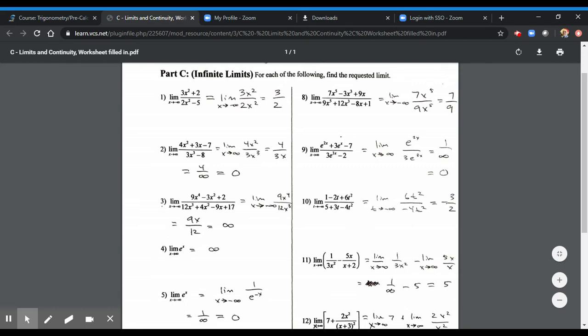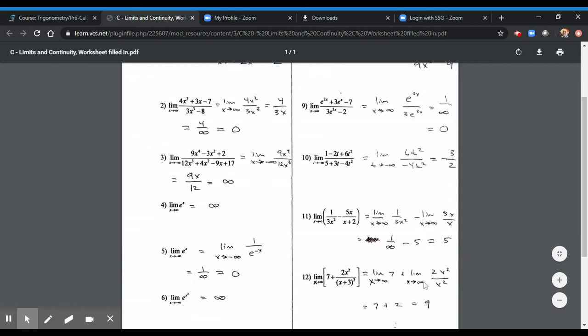Limit as t approaches negative infinity. Again, the highest order terms is the last term here, 6t squared over negative 4t squared. As t goes to negative infinity, these t squareds are going to go to positive infinity and cancel each other out. And I'm left with 6 over negative 4, or negative 3 halves.